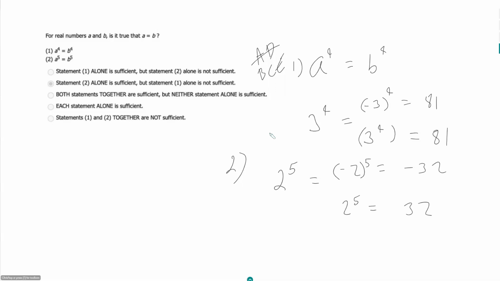So in this case, we don't have 2 options because the value of our exponent is always going to retain the sign of the base, so we only have one possibility, and that is a does have to be equal to b. So this statement actually is sufficient, b.